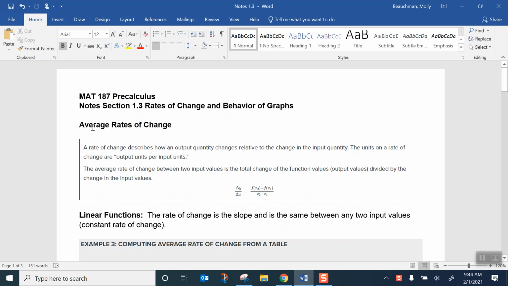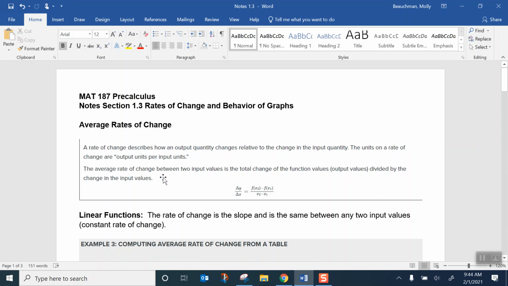So on an average rate of change, a rate of change describes how an output quantity changes relative to the change in an input quantity. And the units on a rate of change are output units per input units. So think about the linear functions that we've graphed so far. The rate of change is the slope, and the slope is the same between any two input values. It's a constant rate of change. So average rate of change describes basically the slope between any 2 points on a nonlinear function.